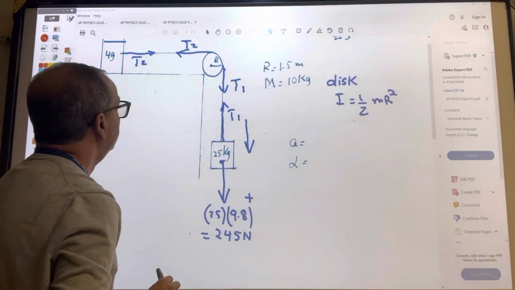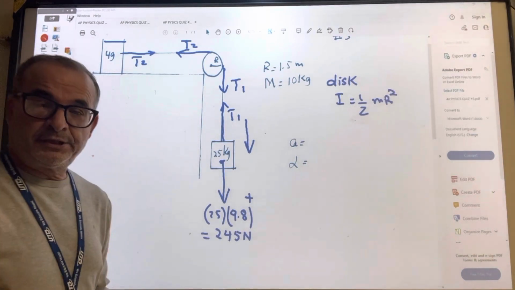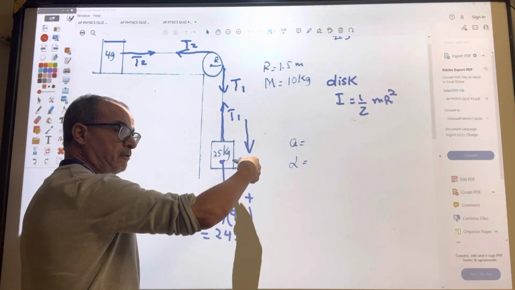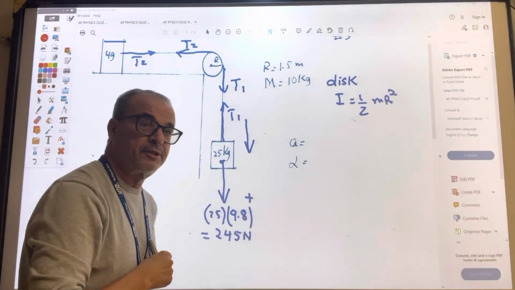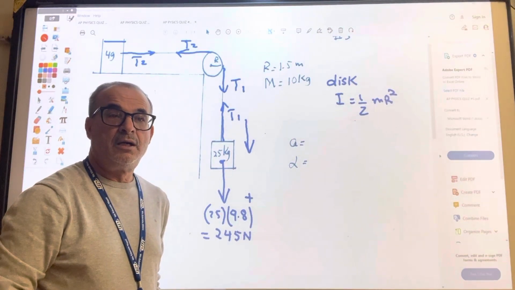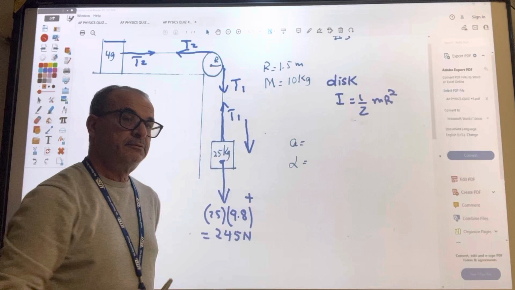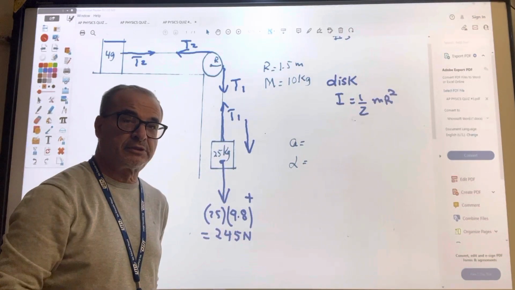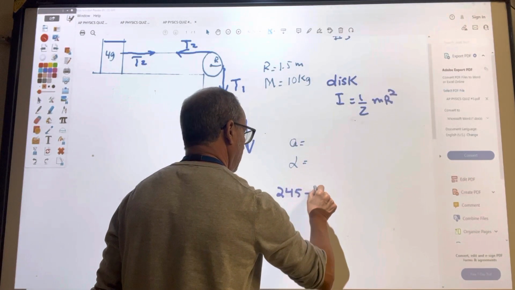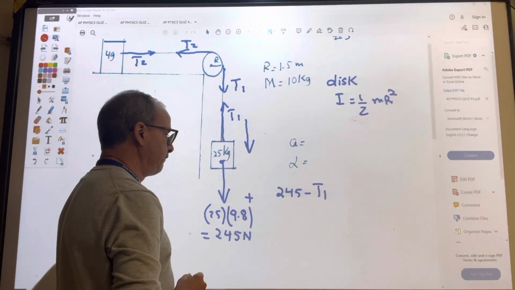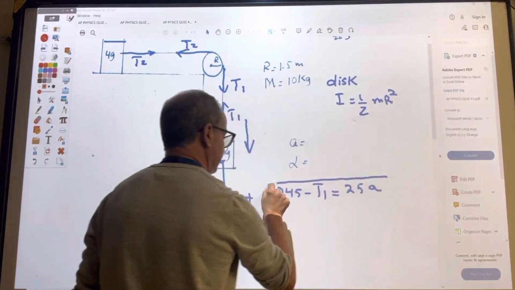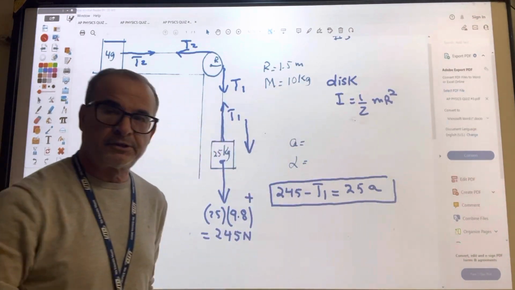All right, so let's put the equations that we need. First of all, Newton's second law for the box, the 25 kilograms. How would you write it? The weight, mg for 25 kilograms: 245 minus T1 equals 25A. Good job. Box it. Every time you come up with an equation, box it because you're going to use it.